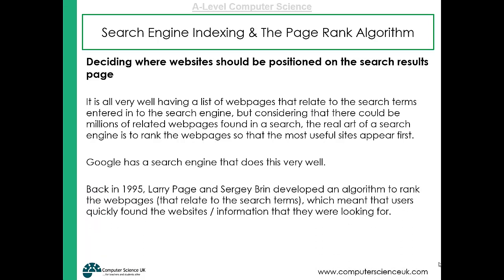Back in the mid-90s, Larry Page and Sergey Brin developed an algorithm which ranked web pages that related to the terms that people typed in, and it meant that users could find the most relevant websites much quicker than perhaps other search engines, and therefore it became incredibly popular. The algorithm that they created is called the PageRank algorithm.